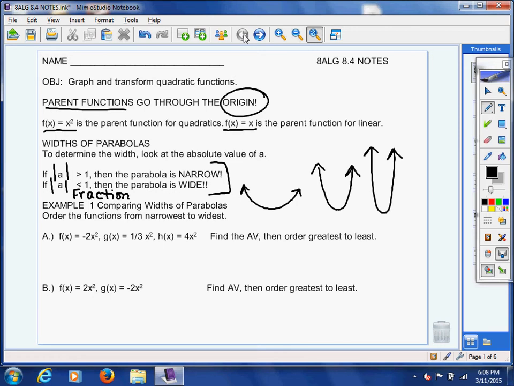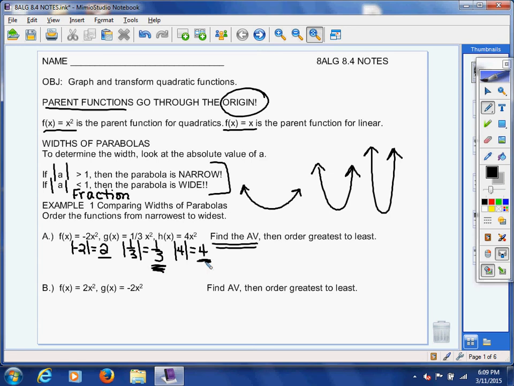First thing you want to do is find the absolute value of each of your A's. So the absolute value of -2 is 2. Absolute value of 1/3 is 1/3. And the absolute value of 4 is 4. So you find the absolute value first, okay? We did that. Then we're going to put them in order from greatest, biggest, because that's the most narrow, biggest number to smallest number. So of your 3 choices, 2, 1/3, or 4, which one's the biggest number up there?